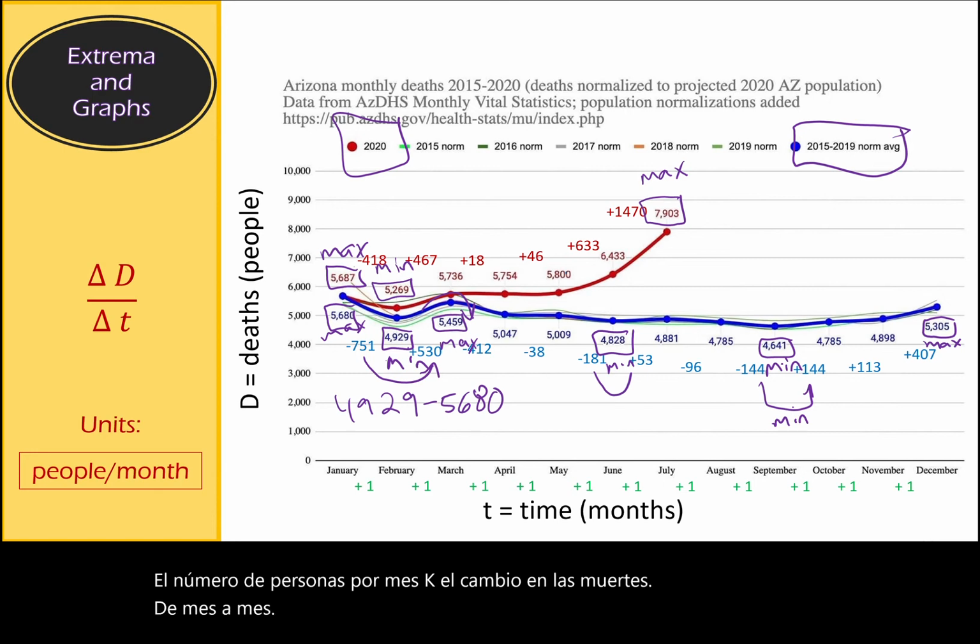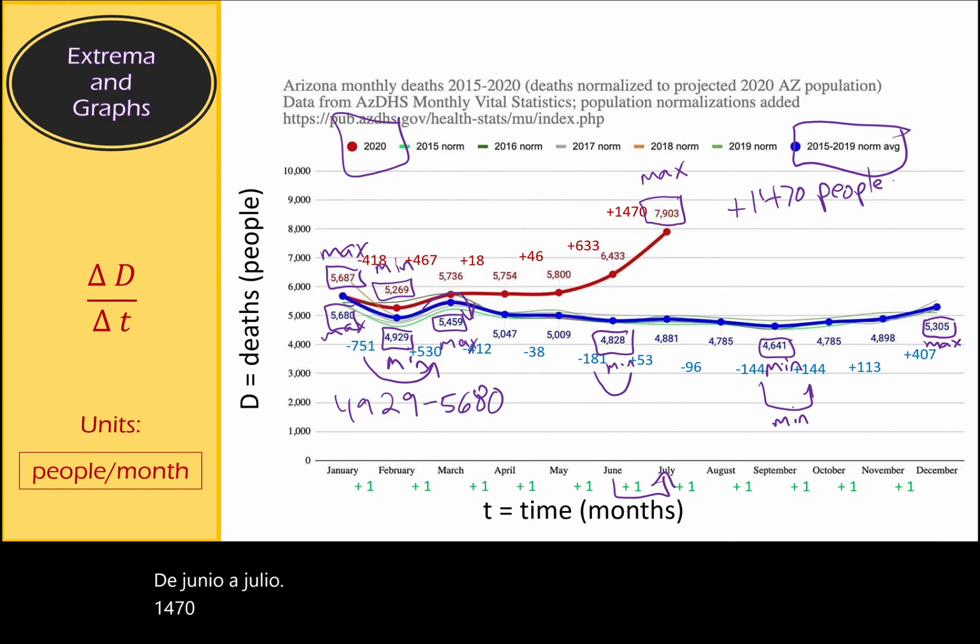For instance, from June to July, I could take 1,470 people over 1 month, and that gives me 1,470 people per month.